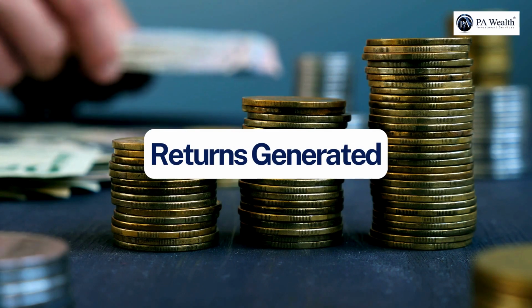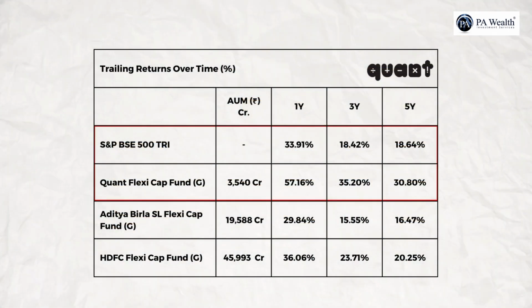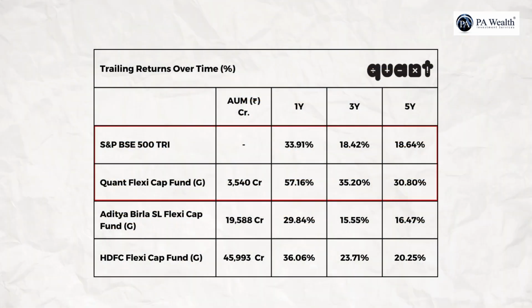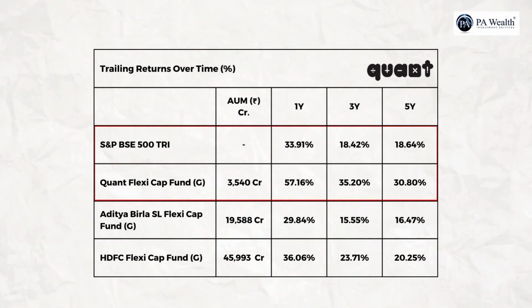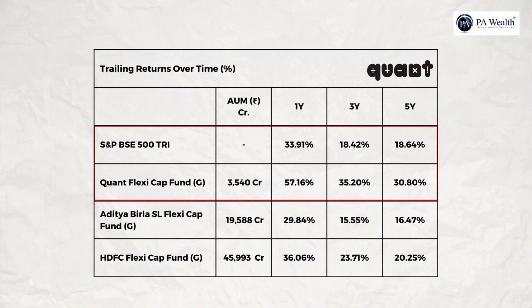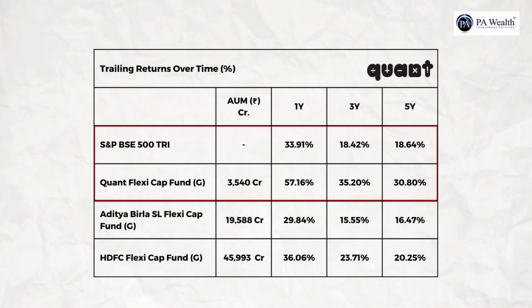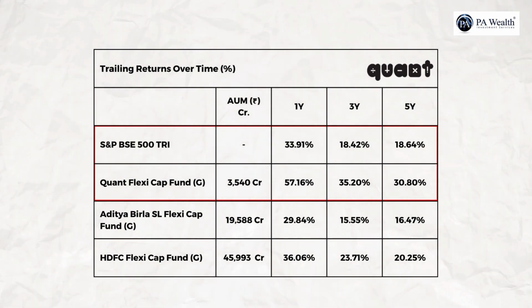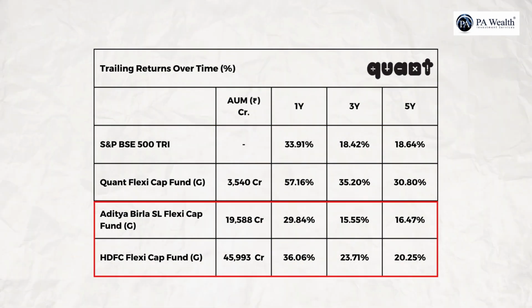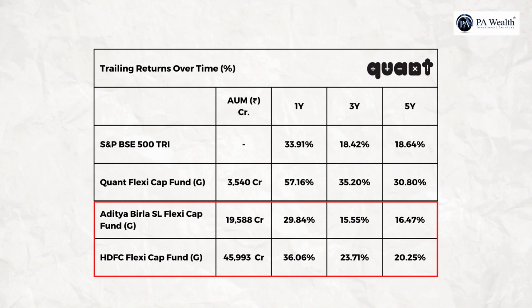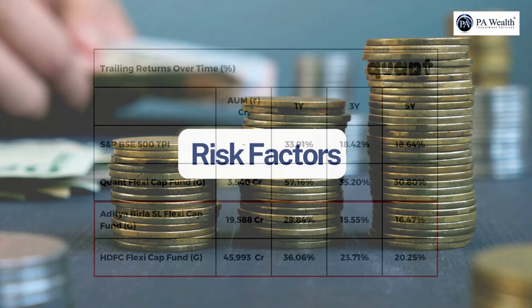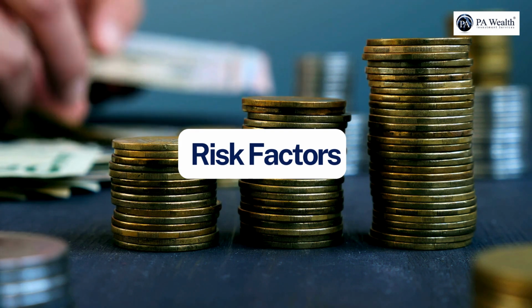Now, let's look at the returns generated by the fund. As you can see from the table above, the Quant Flexi Cap Fund has outperformed the S&P BSE 500 TRI index over the past 1 year, 3 years, and 5 years with 57.16%, 35.20% and 30.80% returns respectively. You can also see the performance of other funds of the same category as compared to the S&P BSE 500 TRI index. Now, let's take a look at the top drawdowns.